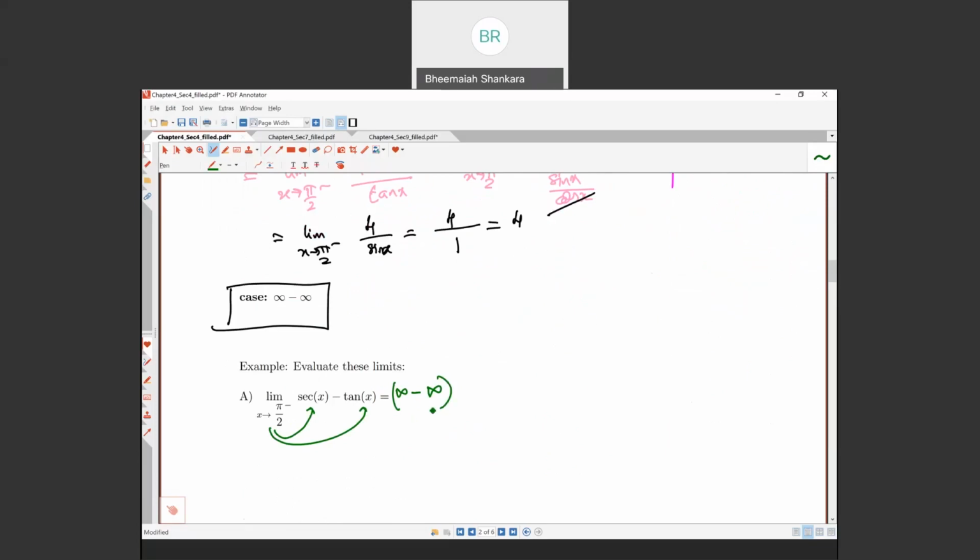Again, that's a wrong way of writing because this is an indeterminate form. You cannot subtract infinite numbers from infinite numbers. So I want you to consider this an indeterminate form and proceed with applying the L'Hopital's rule. So x approaching pi over 2 minus. Secant can be written as 1 over cosine and tangent can be written as sine over cosine.